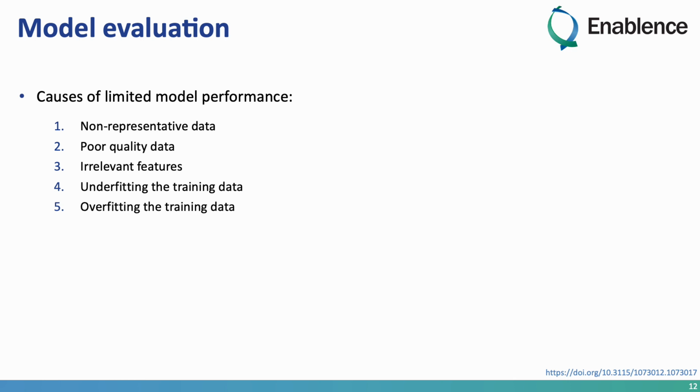Three, we could have irrelevant features. It is critical to come up with a good set of features to train on. And this is an entire subfield of machine learning called feature engineering. And then we have underfitting and overfitting of the data that we already talked about. So here we have to strike a balance between choosing a model that is neither too simple, which would lead to underfitting, nor too complex, which would lead to overfitting.